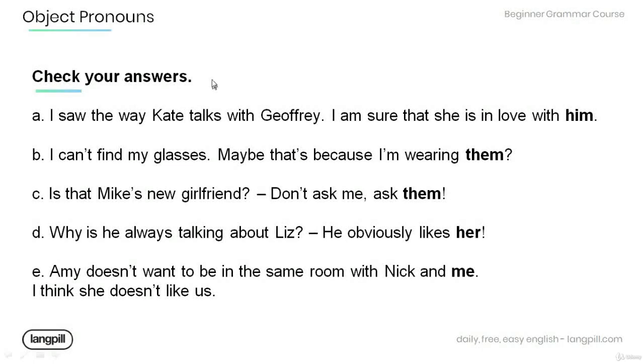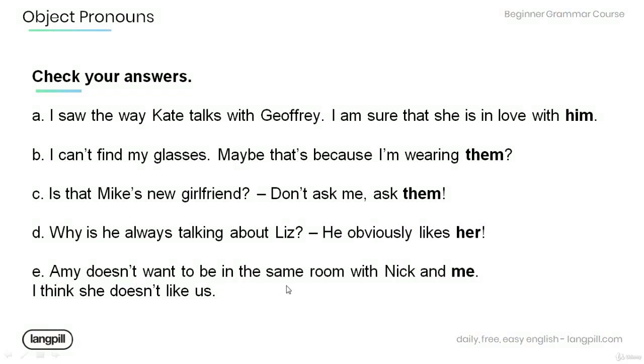Now, let's check your answers. I saw the way Kate talks to Jeffrey. I am sure she is in love with him. I can't find my glasses. Maybe that's because I'm wearing them. Is that Mike's new girlfriend? Don't ask me, ask them. Why is he always talking about Liz? He obviously likes her.